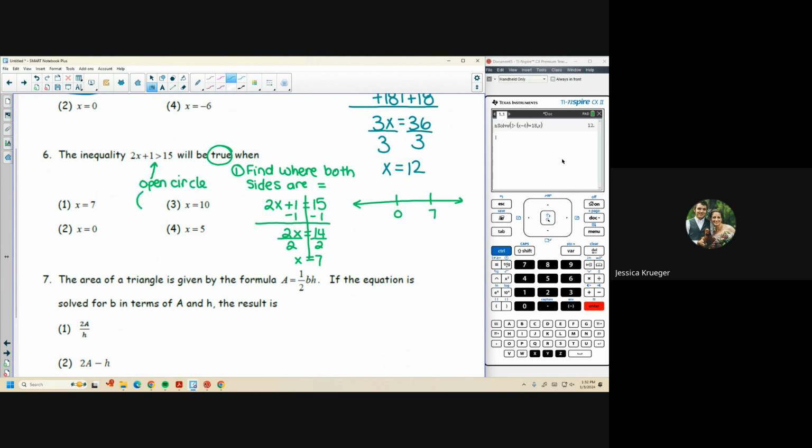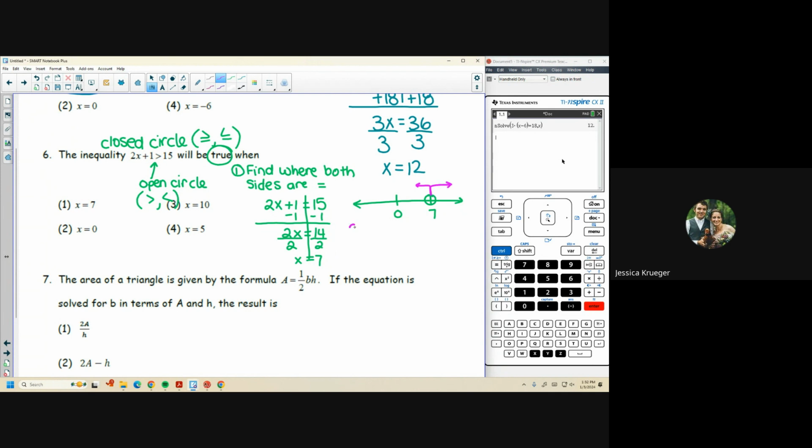You need an open circle if it's greater than or less than. You need a closed circle if it's greater than or equal to or less than or equal to. And that might be something you put on your index card. So I know I need an open circle at 7. The question is, which side of 7 makes the inequality true? Do I go below 7 or above 7?